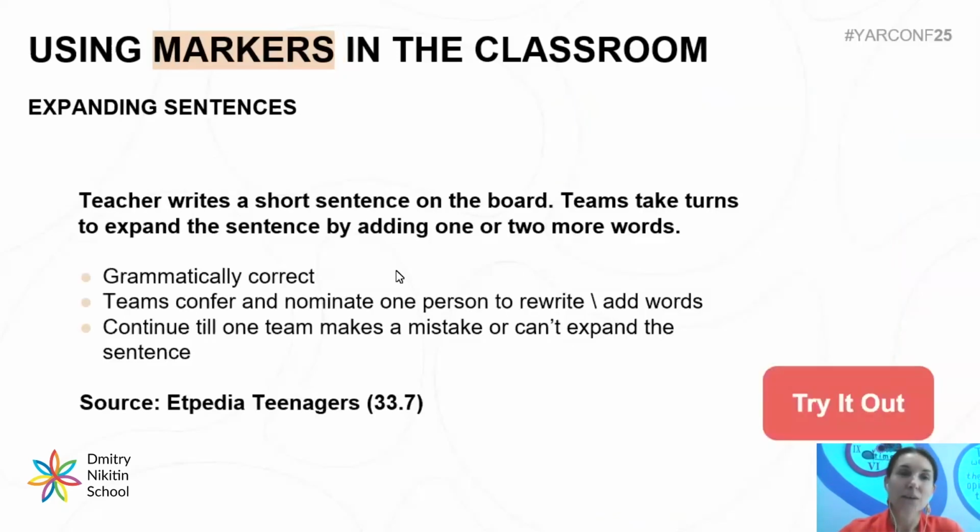Another activity with markers is expanding sentences. Let's try it after I explain the rules. So the teacher writes a short sentence on the board, and teams take turns to expand the sentence by adding 1 or 2 more words. The sentences, of course, should be grammatically correct, and teams can discuss what they want to add and nominate one person to rewrite or add the words. The game continues until one team makes a mistake or can't expand the sentence any longer.